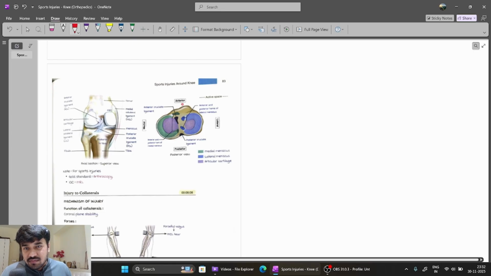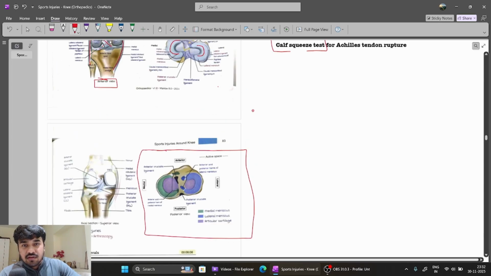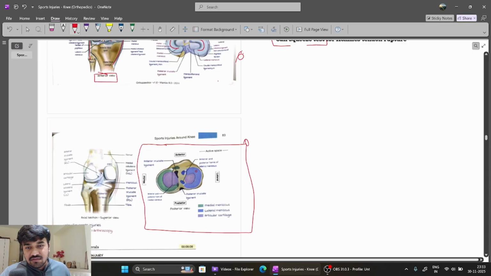Now this image particularly is important, right? So what basically the question comes is the sequence of attachment of these ligaments on the superior part of tibia from anterior to posterior. This image and this image, right, are basically the same images. Basically in this we are concerned with the sequence of ligaments from anterior to posterior. These are the menisci, as you can see, right? So here the focus is on the sequence.